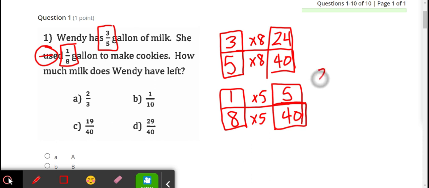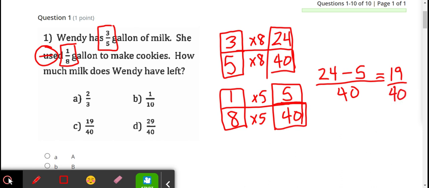So now both of these are over 40. We can subtract 24 minus 5. That's going to be 19/40.